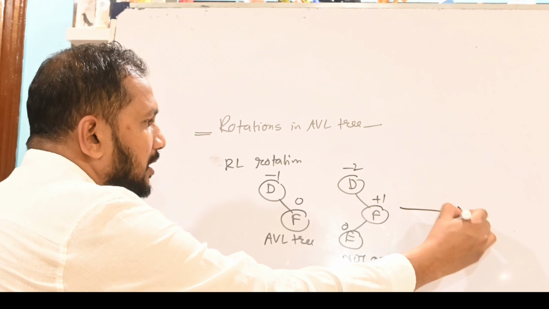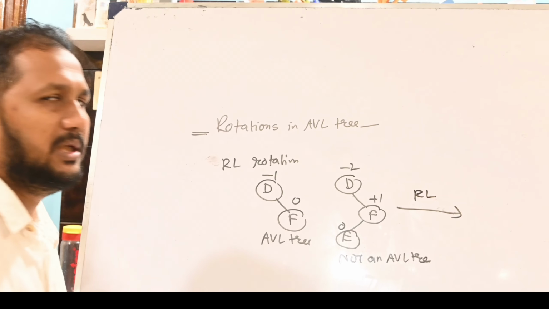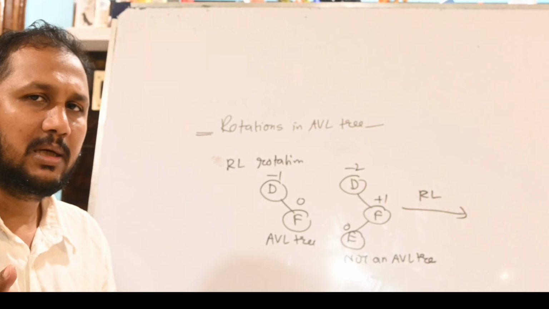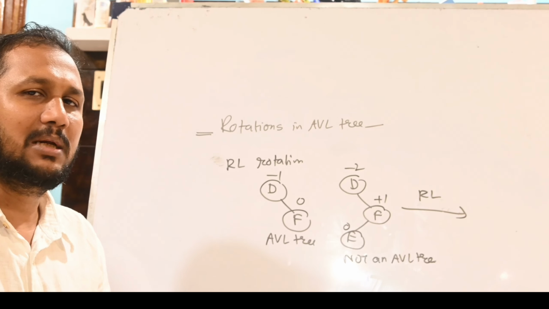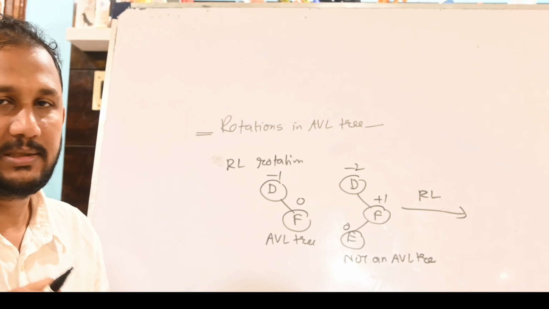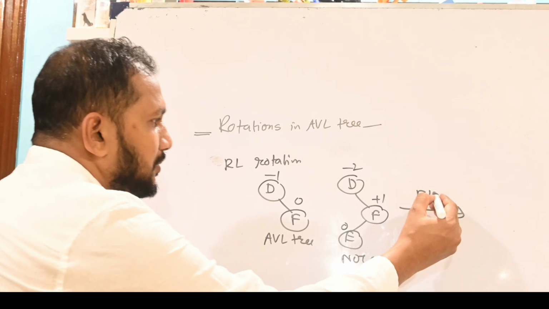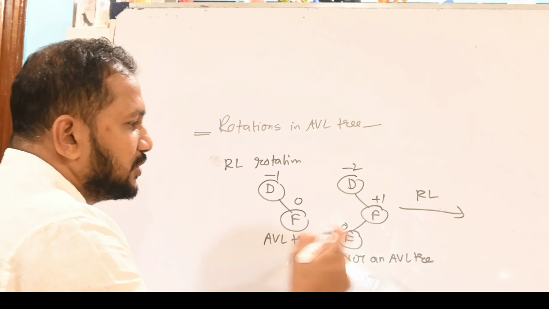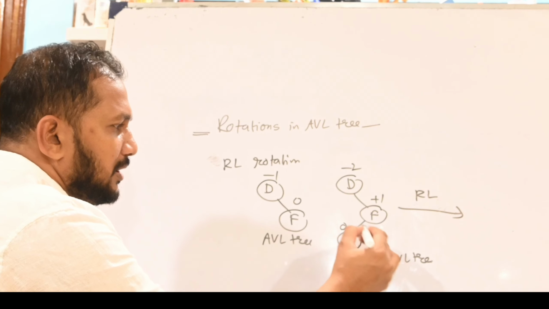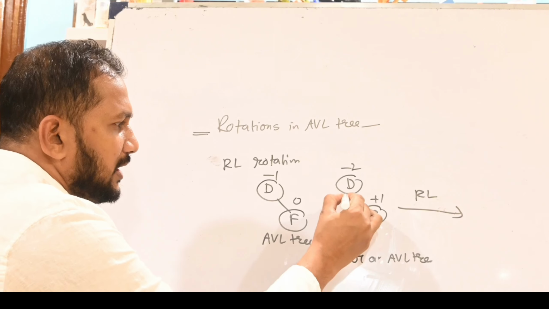Now we need to perform the RL rotation. Why RL rotation? Initially the subtree was right heavy, the right subtree, and then the last element inserted is on the left-hand side of the right subtree. So we need to perform RL rotation. In the case of RL rotation, first of all consider the clockwise rotation, then anti-clockwise.